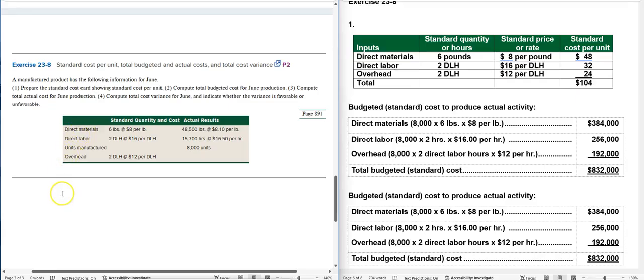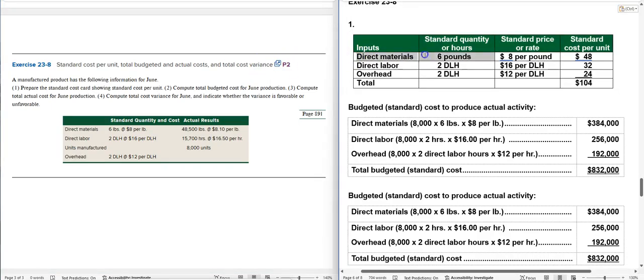Three costs are incurred to make inventory, right? Three things go into making inventory: materials, direct labor, and overhead. Direct materials. The company's standards are to use 6 pounds of material at a cost of $8 per unit for each inventory item. Standard direct material cost per unit, $48.